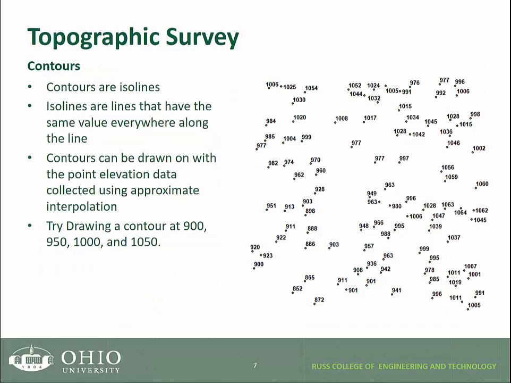Elevation points alone do not make a good topographic map. Isolines of equal elevation are called contours. Contours are mapped through interpolation between the points. For example, the 900 elevation contour would look approximately like this as it travels between high and low points that approximate the 900 isoline.